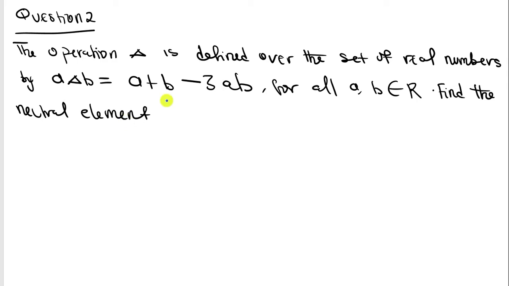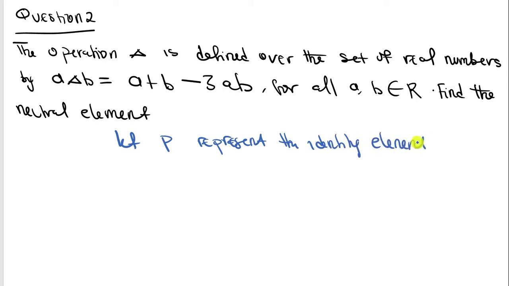Use a variable of your choice to represent the identity element. In this case, I want to use a different variable, so let p represent the identity element. You can use E, or any variable of your choice. So my p is the identity element.